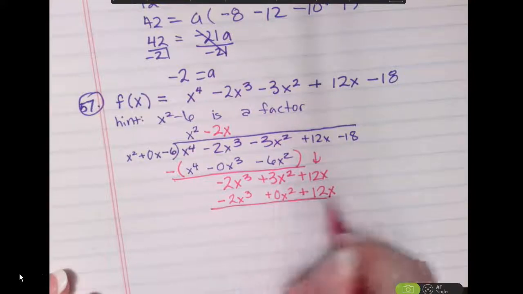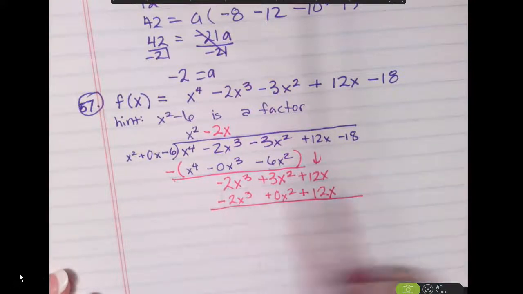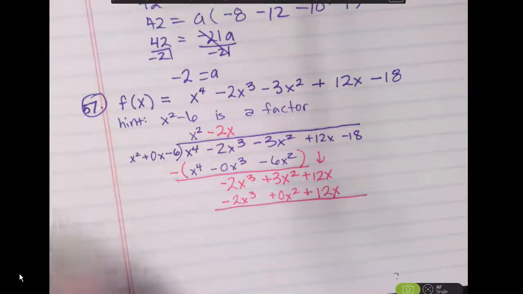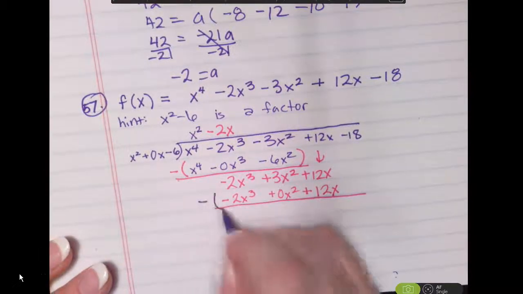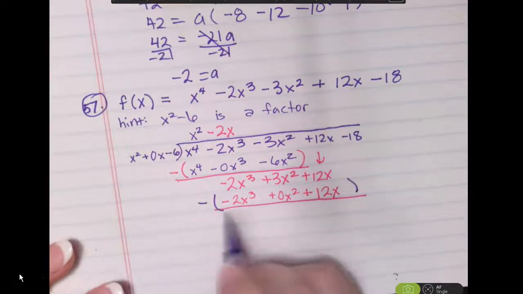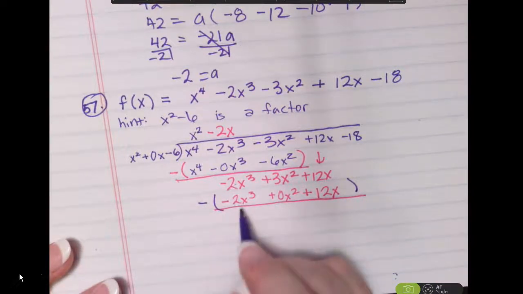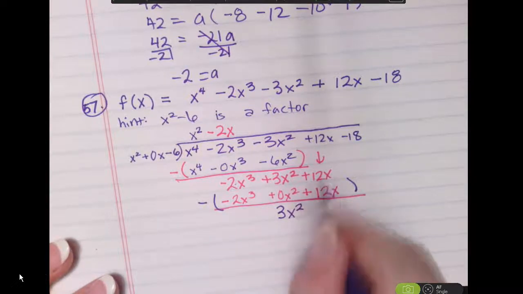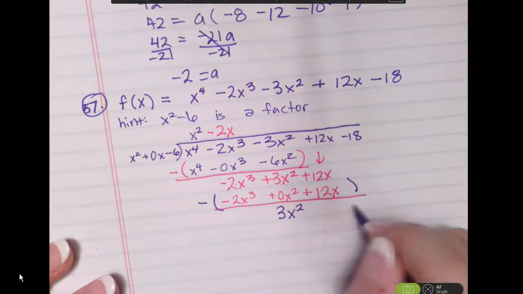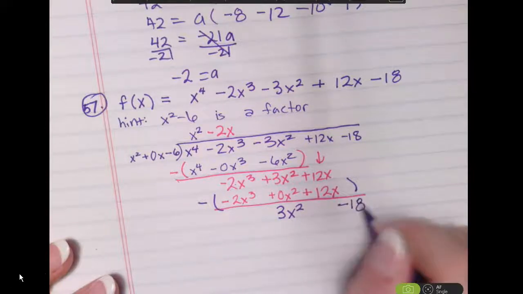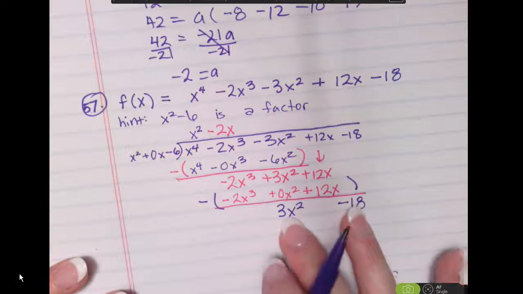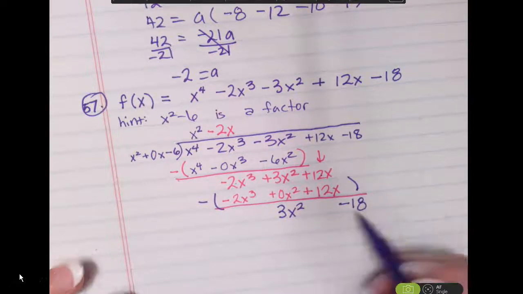Okay, so all of this stuff, let me go ahead and show my subtraction. This is turning out, I thought it was going to be weird, but I don't think it will. Okay, so negative 2 minus 2 is 0. 3 minus 0 is 3x squared. 12 minus 12 is 0, and then minus 18. So this isn't weird. This is another binomial that is part of our solution.